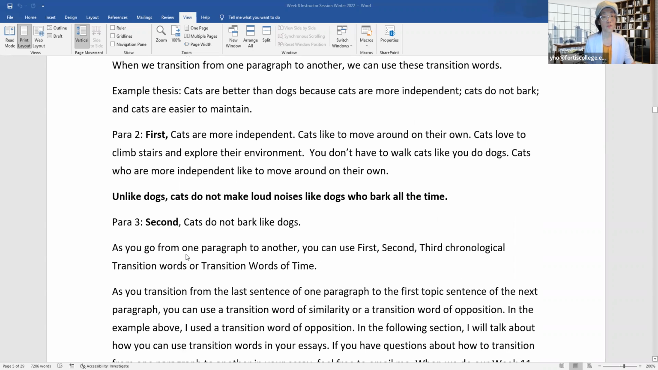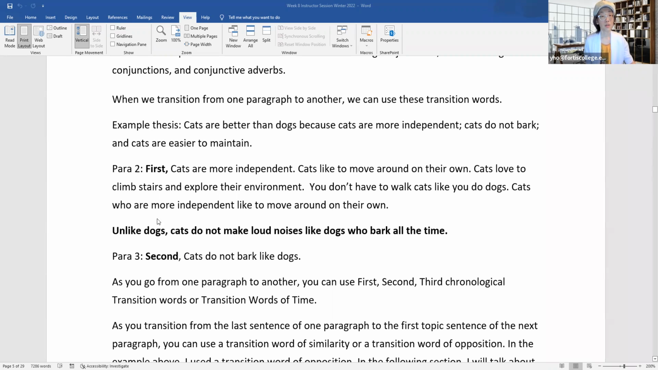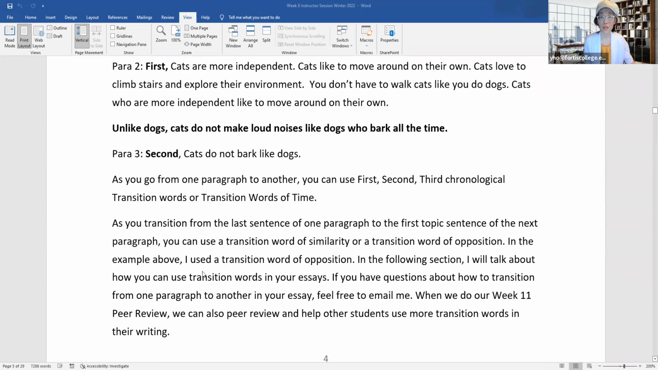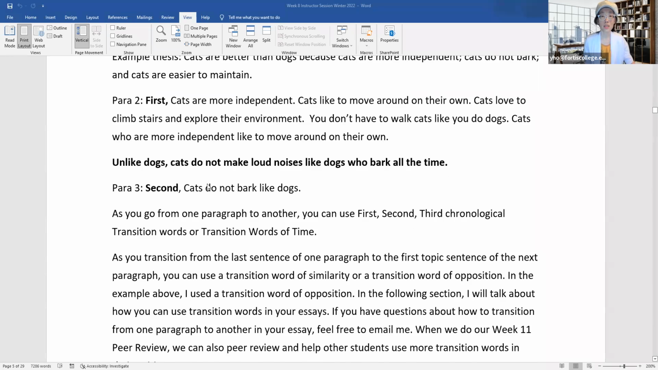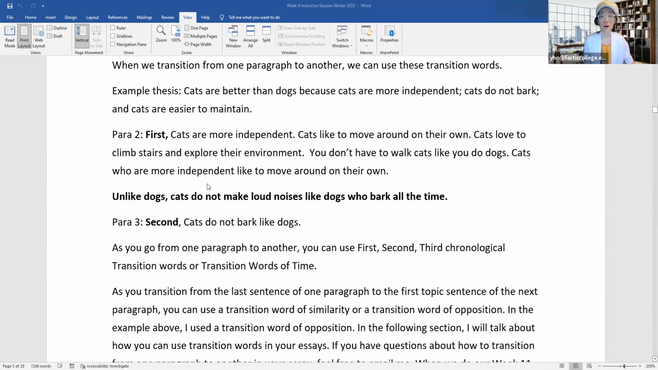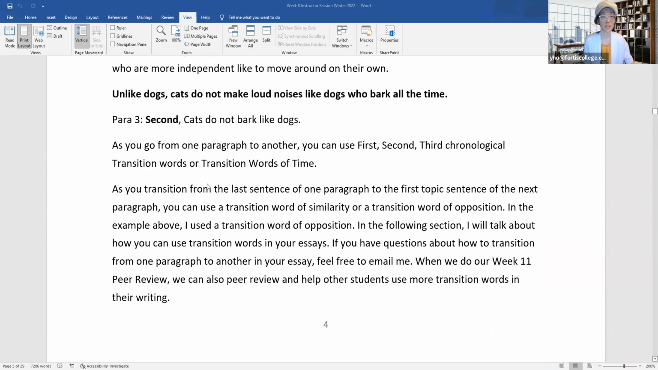And so when you write your essay, here you have your thesis statement. Cats are better than dogs because cats are more independent, cats do not bark, and cats are easier to maintain. And so in your essay, you can write first, cats are more independent. Second, cats do not bark like dogs. Third, cats are easier to take care of. And finally, you would just repeat your thesis statement that cats are better than dogs for reason 1, reason 2, reason 3.